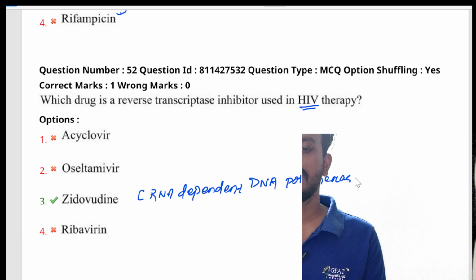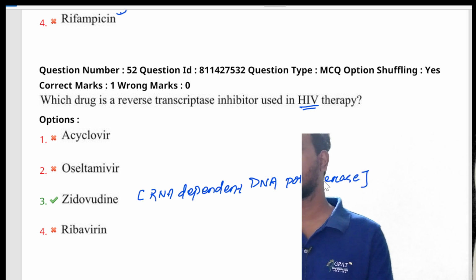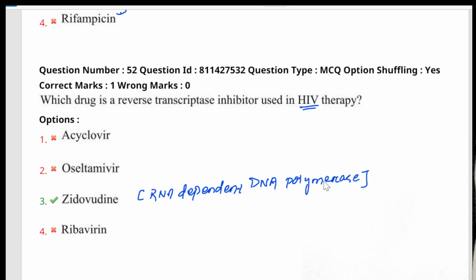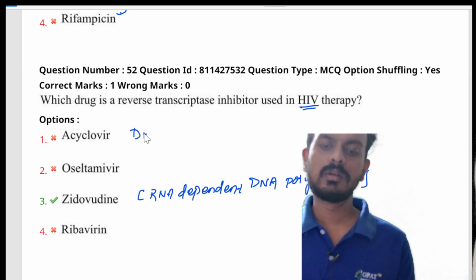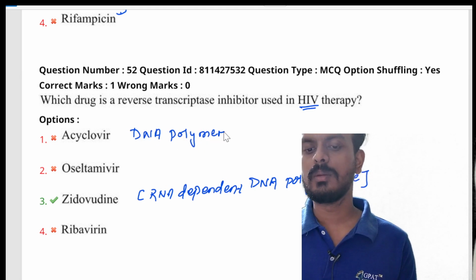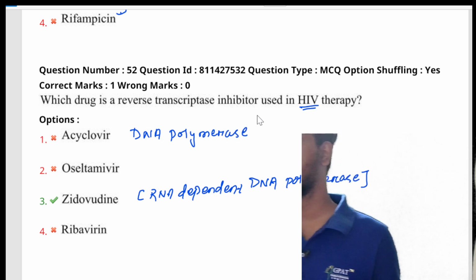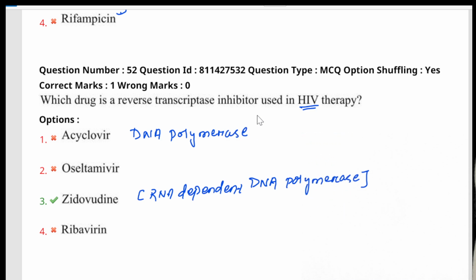Okay, RNA dependent DNA polymerase. What does acyclovir do? Acyclovir is an antiviral that basically inhibits the DNA polymerase. Okay, what does it inhibit? It basically inhibits your DNA polymerase enzyme. So next is your oseltamivir.